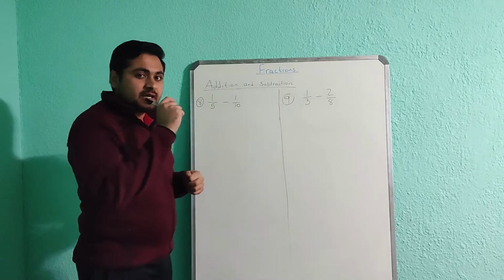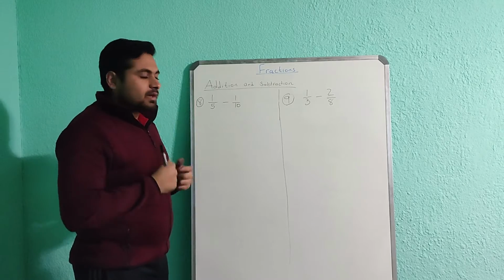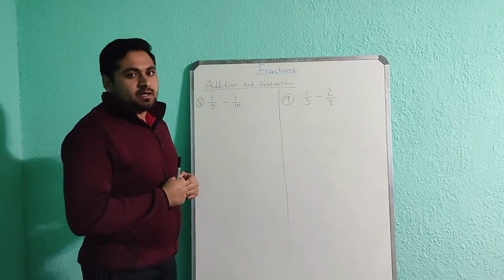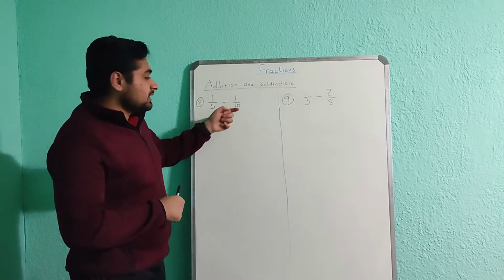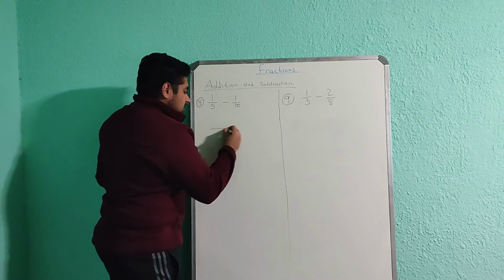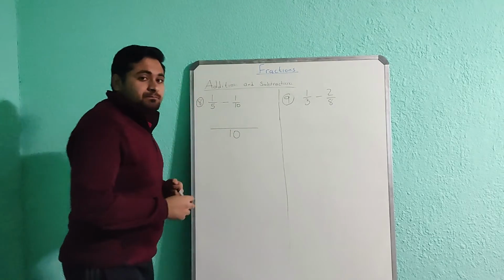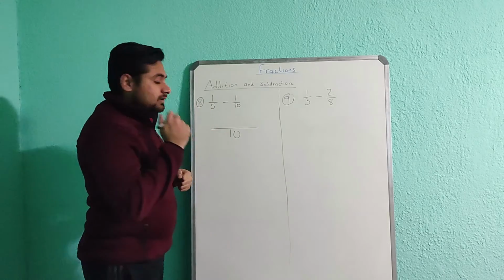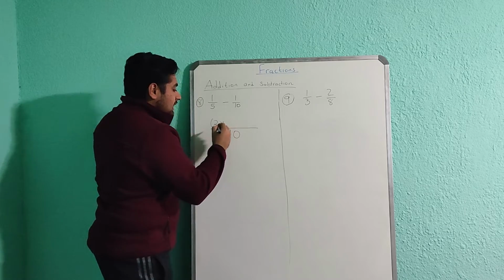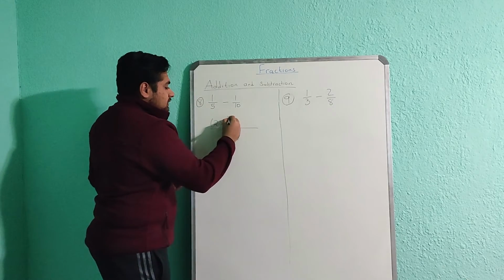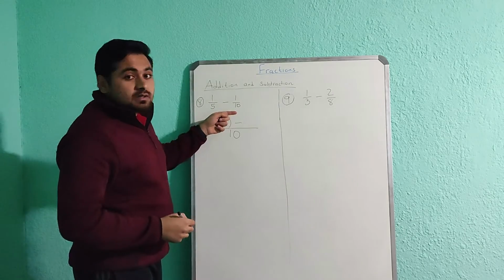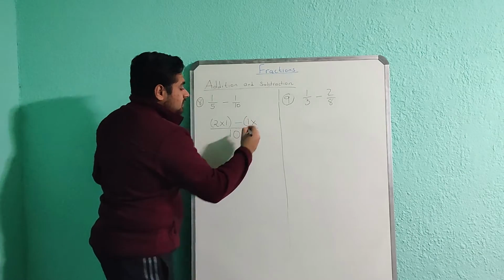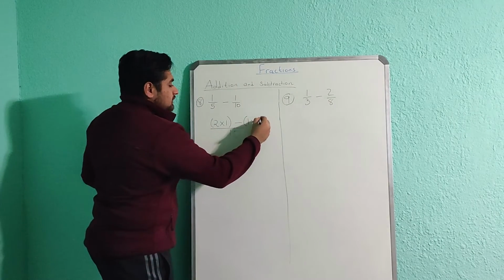Now we ask ourselves, can 10 go into 10? Yes, once without a remainder. Now can 5 go into 10? Yes, 5 can also go into 10 without a remainder, twice. Therefore our common denominator is 10. So we write 10 as our common denominator. Now we ask ourselves, how many times does the denominator of the first fraction go into 10? It is twice, right? So 2 times the numerator of the first fraction, minus how many times does 10 go into 10? That is once, times the numerator of the second fraction, that is 1.